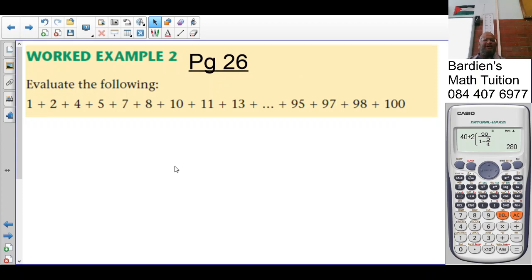People, if they say on work example 2 on page 26, evaluate the following. What does that mean? Let's calculate or determine or any of those. Okay, that's basically what it means.